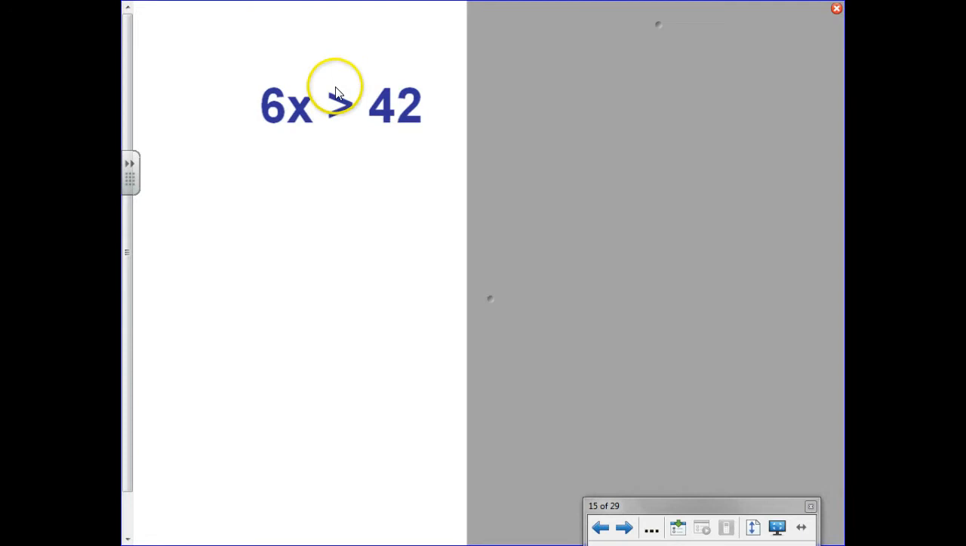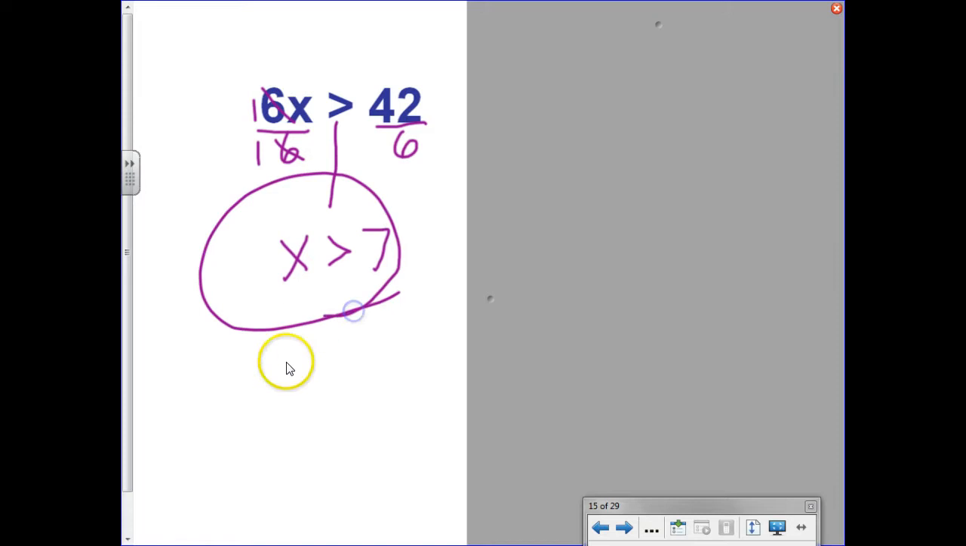So here we go. 6x is greater than 42. Our goal is always get the variable by itself. I'm going to need to divide by 6. Do the same thing on each side. 6 divided by 6 is 1. 1 times x is just x. X is greater than 7. There we go, we're done. Again, I'm going to have you graph these all the time. Here's 7, open circle, shade it to the right. Fine and dandy, everything's perfect.